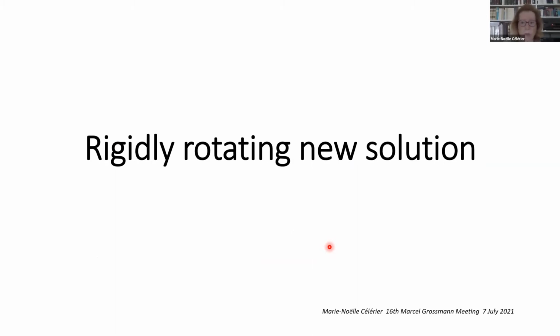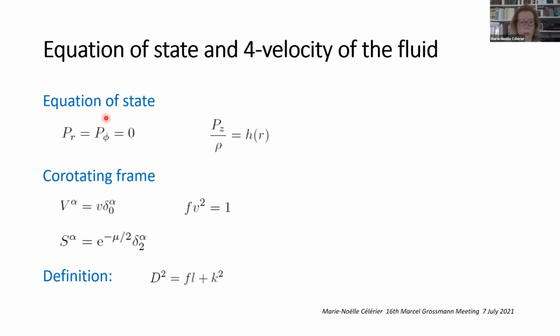I will present this new solution. The equation of state of the fluid is as follows. It's rather simple, to allow me to integrate the field equations. I've chosen PR and Pφ to vanish, and I've denoted the ratio Pz over rho as H of R. I work in a co-rotating frame where the four-velocity of the fluid is written like this, and since it is time-like, we have this constraint on the V parameter. S alpha, one of the space-like four-vectors orthogonal to V, has this form, and K alpha vanishes. I also define some function D squared, which will be of use for the resolution of the field equations.